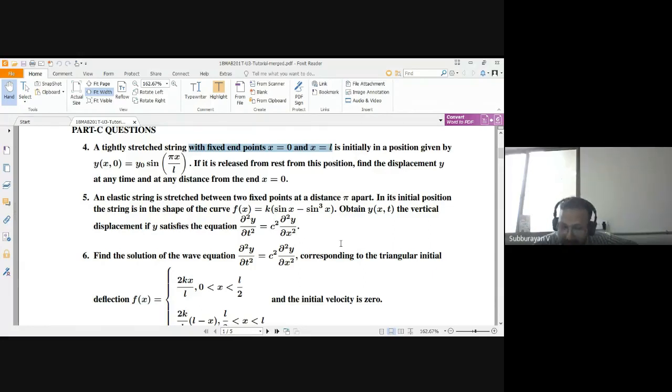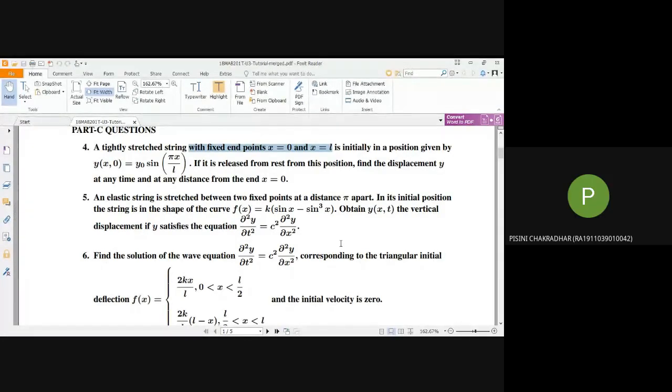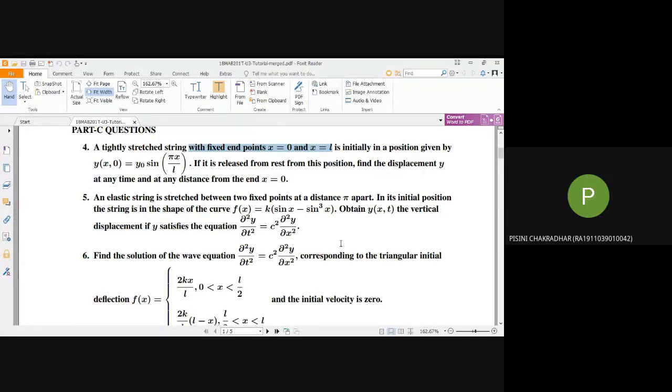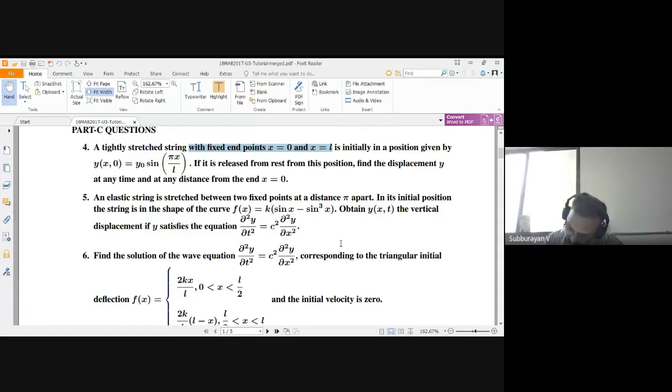Can you please tell me what is the length of the string? Pi. In the previous problem it was L, whereas in this problem it is pi. Now tell me the boundary conditions one by one. y of 0 comma t equal to 0. Then the second one, y of pi comma t equal to 0. Very good.